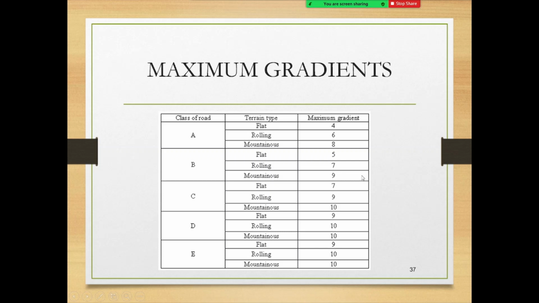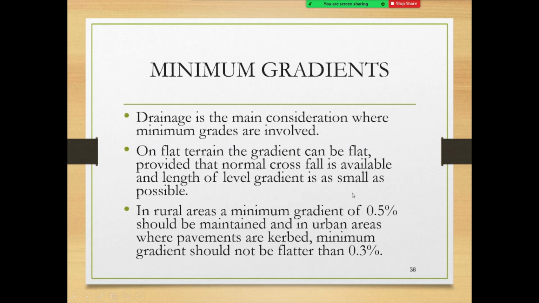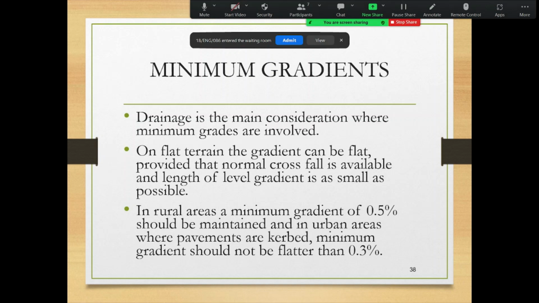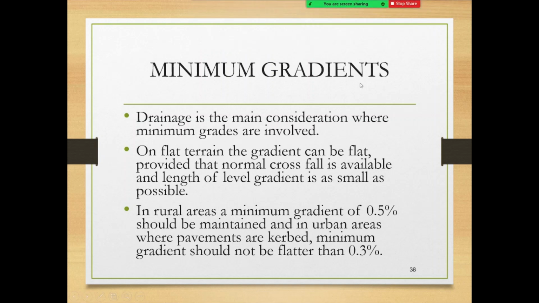Now in the expressways, what is the maximum gradient we allow? That is 4%, right? Then minimum gradients. Drainage is the main consideration where minimum grades are involved. On flat terrain, the gradient can be flat, provided that normal crossfall is available and the length of level gradient is as small as possible. In rural areas, a minimum gradient of 0.5% should be maintained, and in urban areas where pavements are curbed, the minimum gradient should not be flatter than 0.3%.